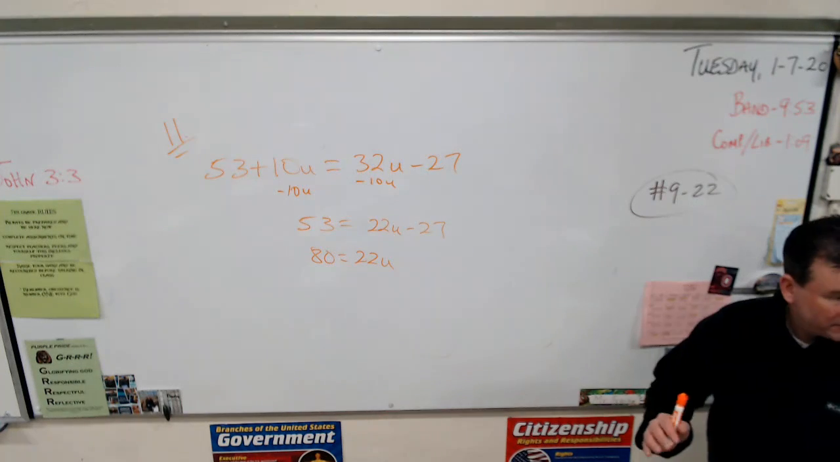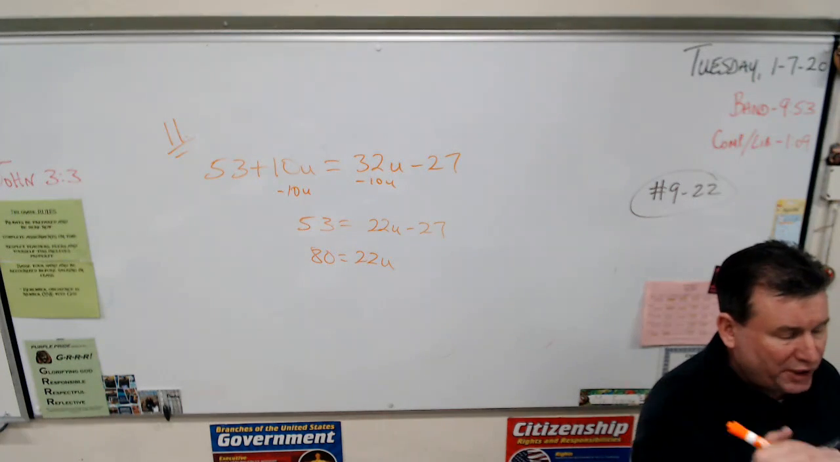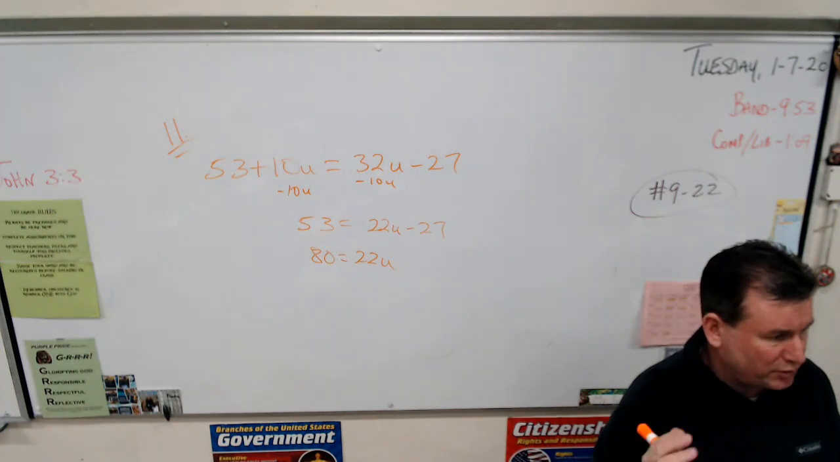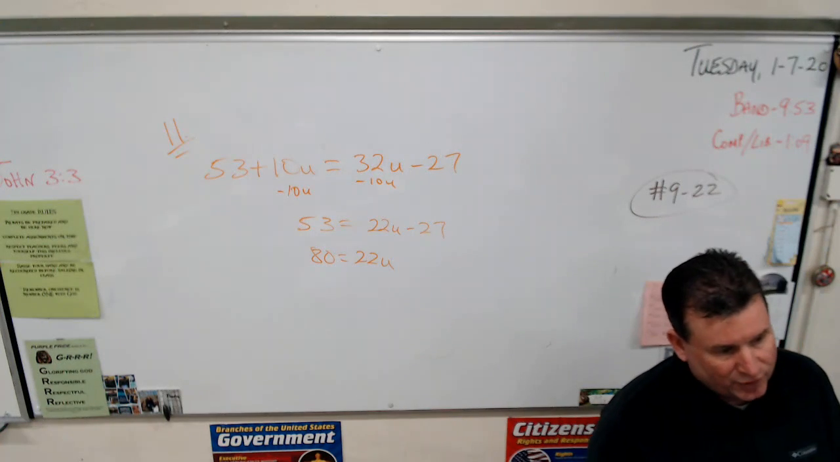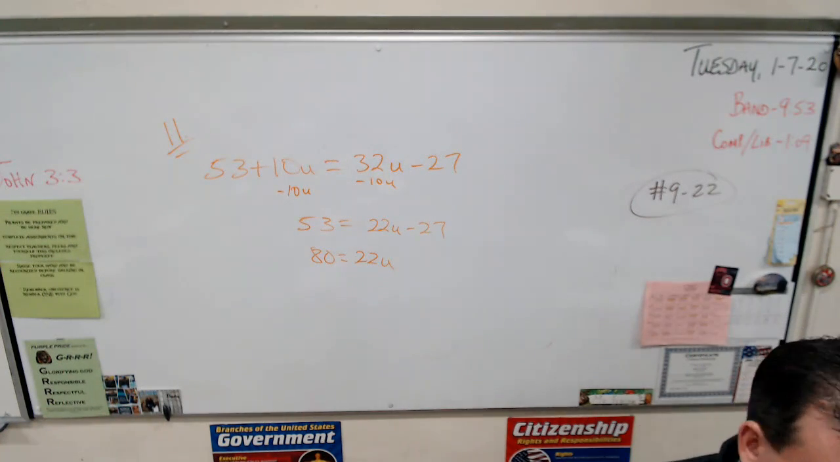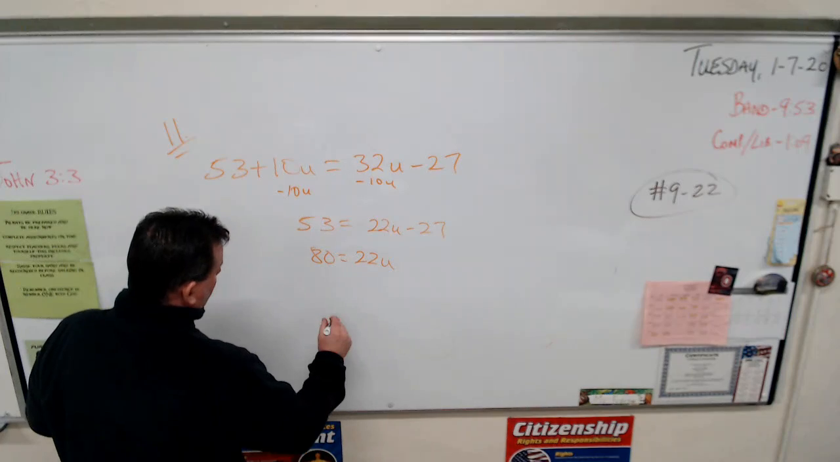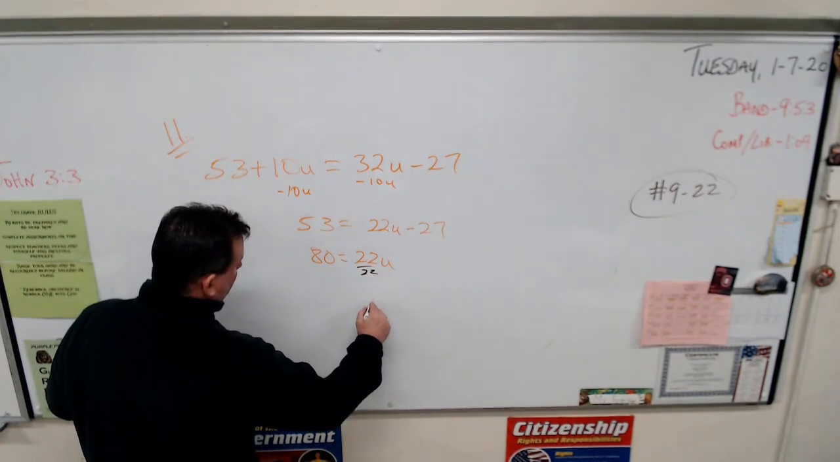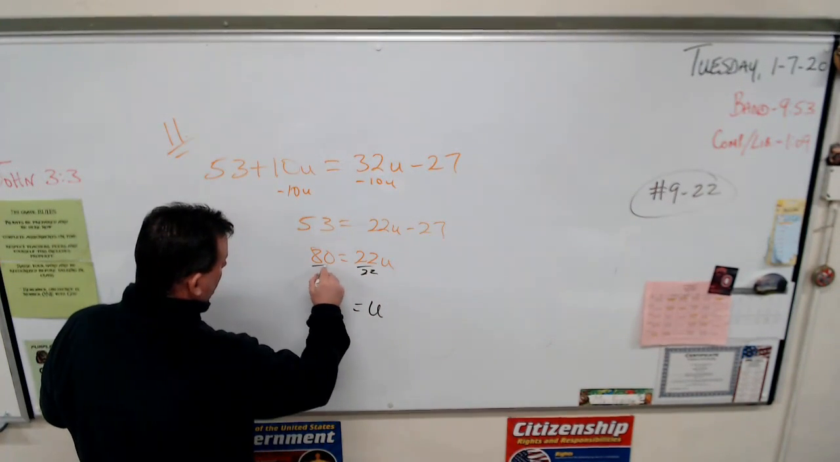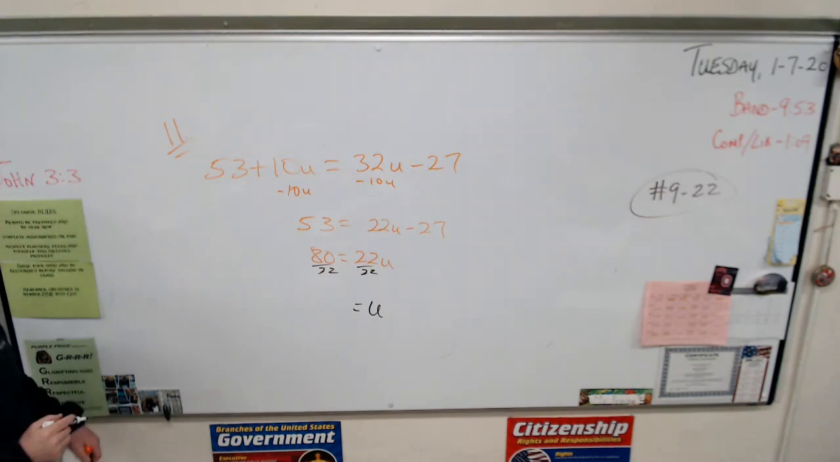7. Okay. Listen. What was the original problem given in? Fractions or decimals? So the rule in math is if they give you a problem in fractions, they want the answer in fractions. If they give you a problem in decimals, they want the answer in decimals. So we're supposed to give them the answer in decimal. So if I divide by 22, U equals 80 divided by 22.